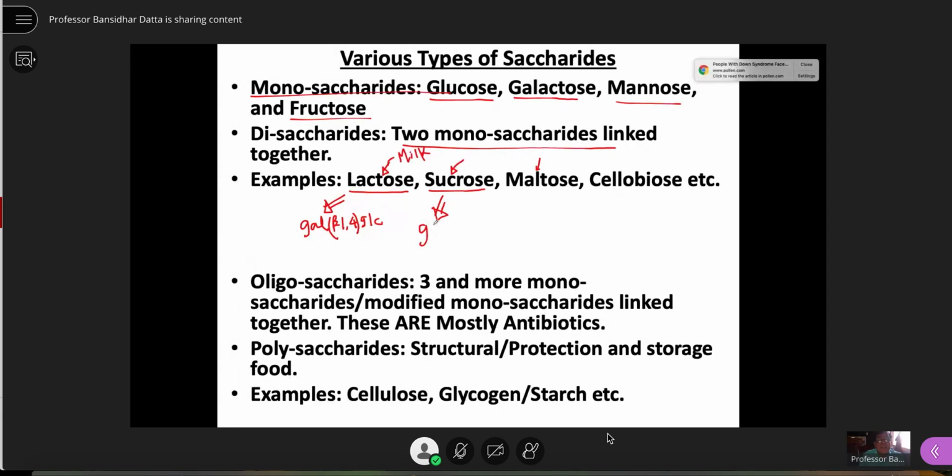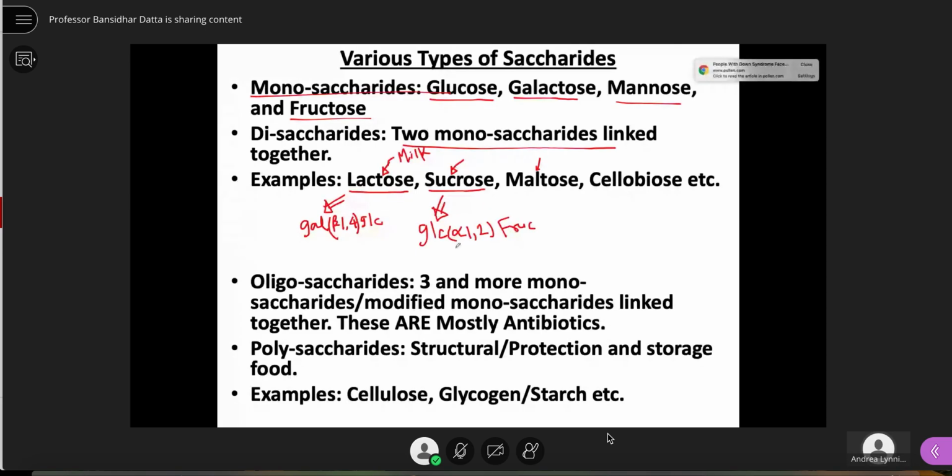Sucrose, the chemical form is glucose linked with fructose via alpha carbon 1 of glucose and carbon number 2 of fructose. So glucose is linked to fructose via carbon number 1 of glucose and carbon number 2 of fructose. That's the linkage between the two. With glucose and fructose, we have alpha and beta anomers. Usually the alpha anomer is linked to the fructose.